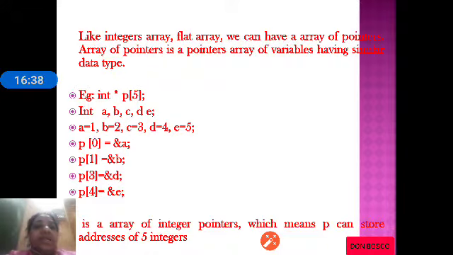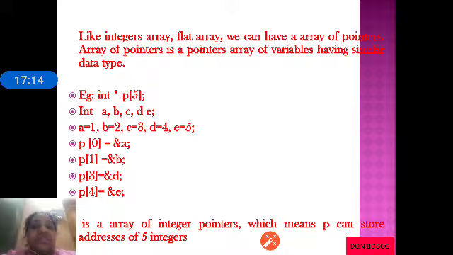Kindly check the example. We have taken a, b, c, d and e. So we are assigning p[0] with a's address, p[1] with b's address, p[2] with c's address, p[3] with d's address, and p[4] with e's address. So here we have 5 addresses stored in p. p is not a normal pointer, it is an array of pointers. That means it stores a group of addresses.